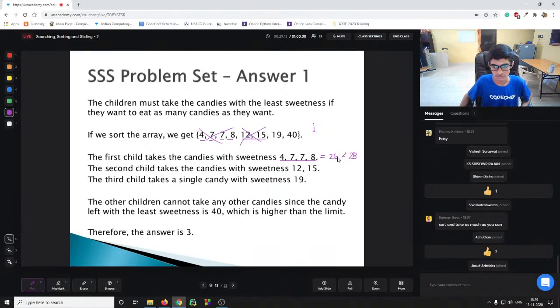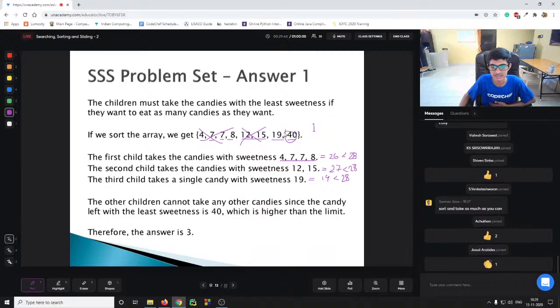Now these two are gone, and the remaining candies are 19 and 40. 19 is the only value which the third child can take, as if he takes 40, it will go to 59, which is way greater than 28. So the third child takes 19, which is also less than 28. Now notice that the fourth child can't take anything, because if the fourth child takes 40, it will instantly exceed. So in this case, the fourth child can't take anything and everything is exhausted. So only 3 children get at least one candy.